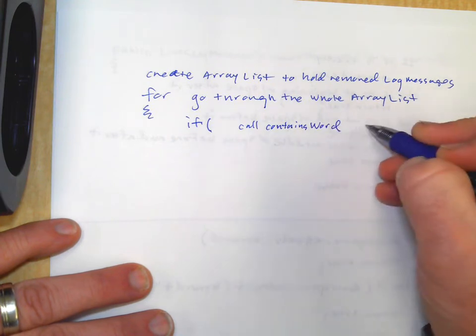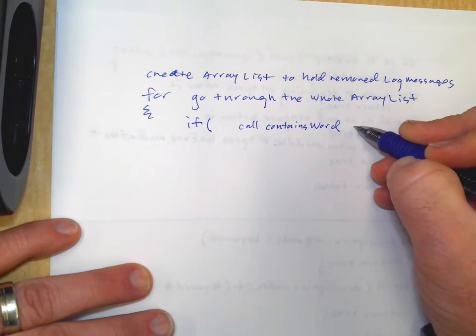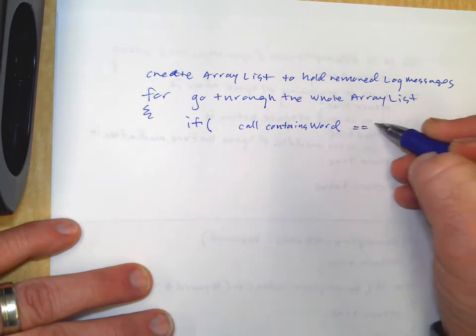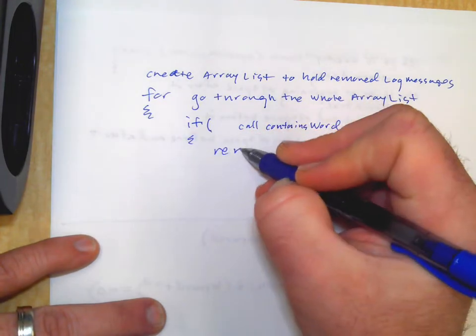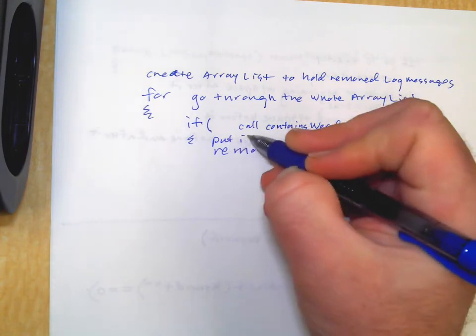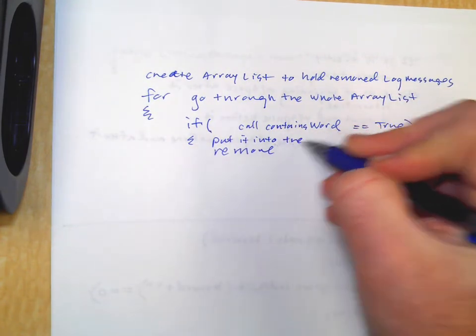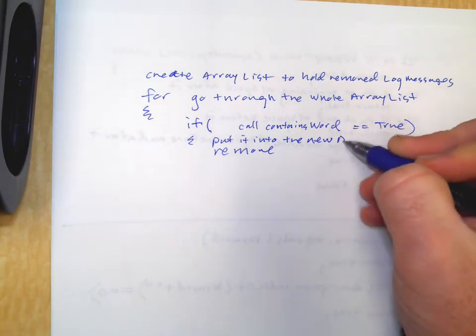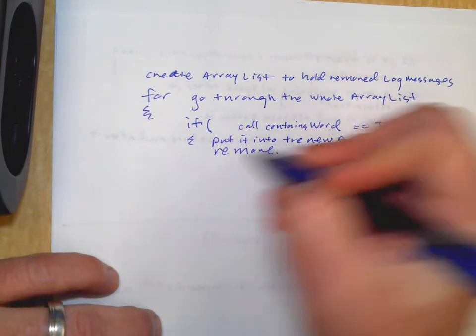And if call contains word, and if it equals true, then we want to remove it. Okay, but we probably should also put it into the new array list first, right? So we want to put it in the new array list, then remove it, right?